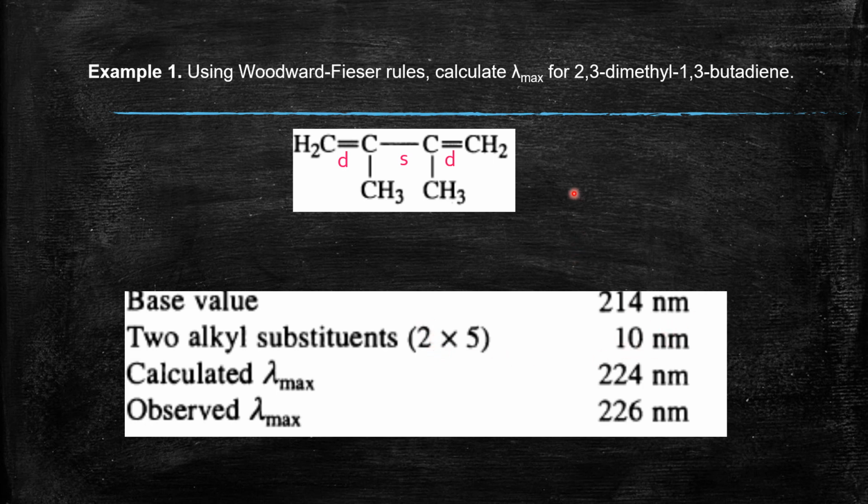Whether it has an extended conjugated diene: no, it doesn't. So totally, the base value for the open chain system is 214 nanometers, there is no ring residue, it has only two alkyl substitutions, there is no exocyclic and no extended conjugation. Totally it has 214 nanometers plus 10, 224 nanometers. So the calculated value for this molecule is 224 nanometers, while when you run it in UV, you get an observed value around 226 nanometers.